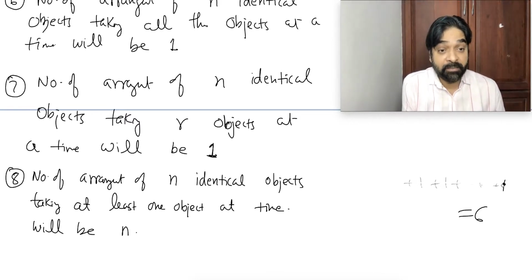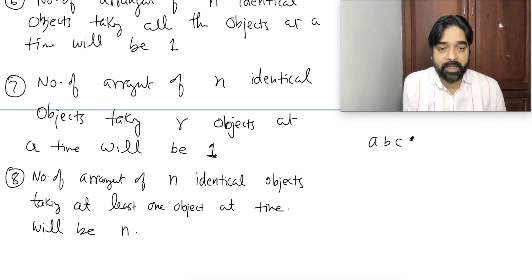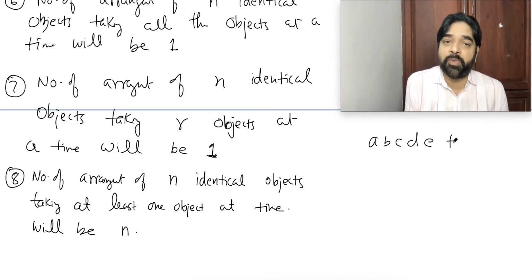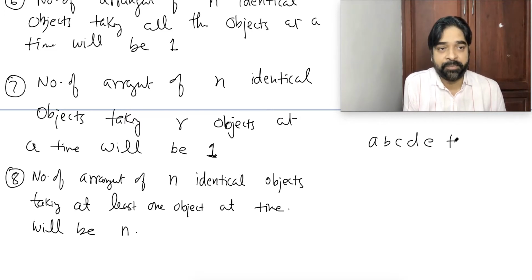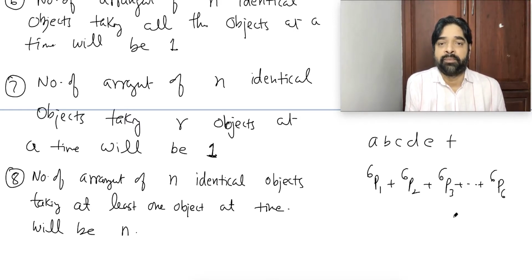But if all are different, suppose A, B, C, D, E, F, how many are there? 6. In how many ways can I arrange at least one letter? Arrangement of one letter 6P1, or arrangement of two letters 6P2, or arrangement of three letters 6P3, and so on up to 6P6. Everybody understood this point?